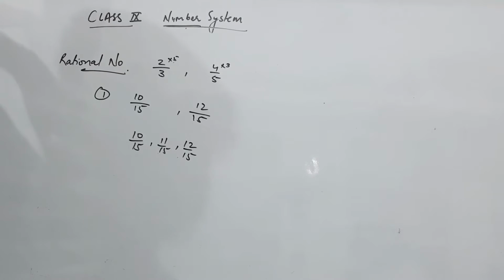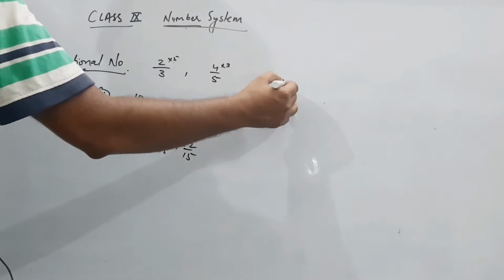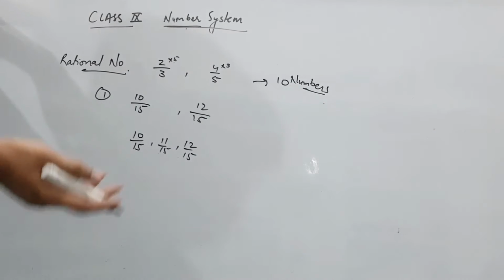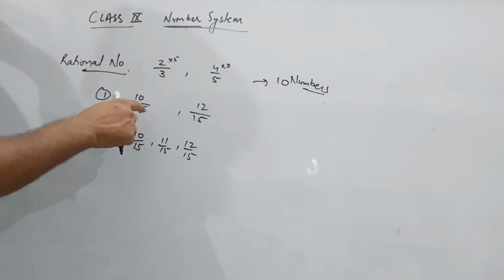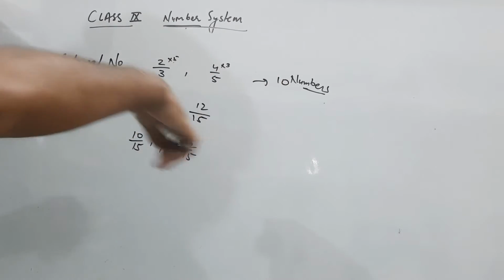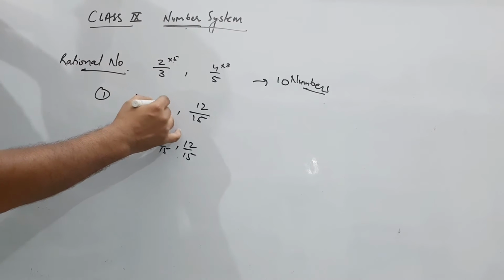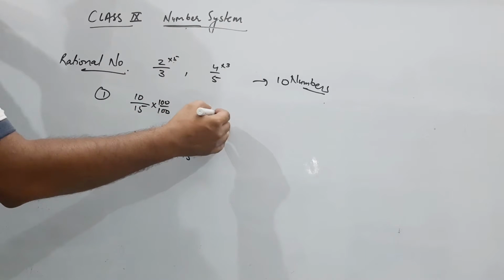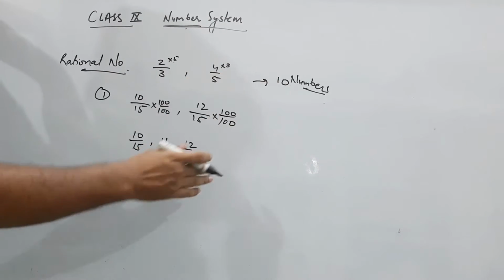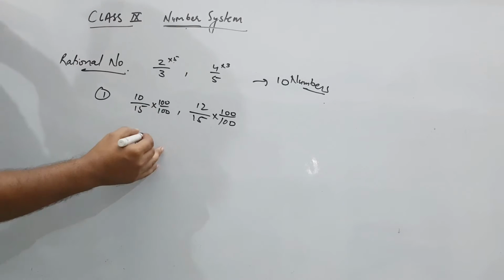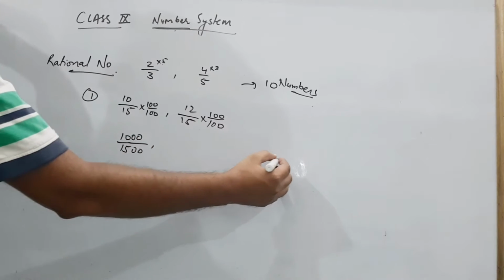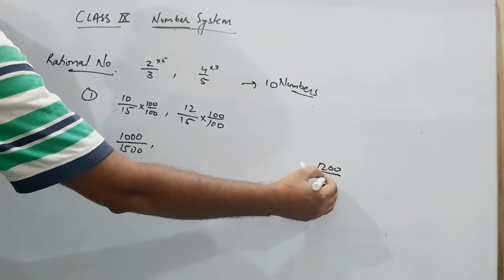But if the question comes to find 10 numbers, then what will we do? Just remember, multiply the given numbers by a larger number. Multiply by 20, multiply by 100. I insist you multiply by just one more zero. If it is asking for 10, multiply by 100. It will not cost anything. So it becomes 1000, and this becomes 1500, and this becomes 1200, and it becomes 1500.